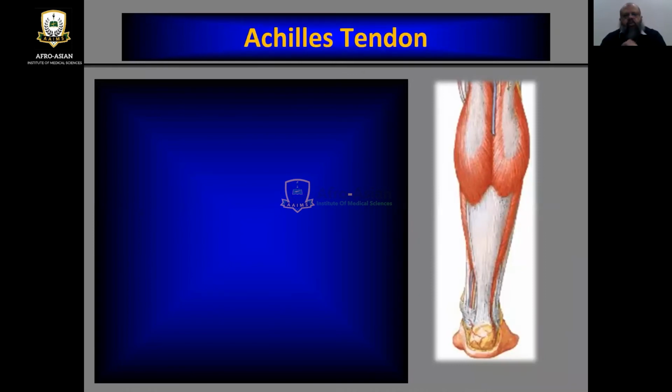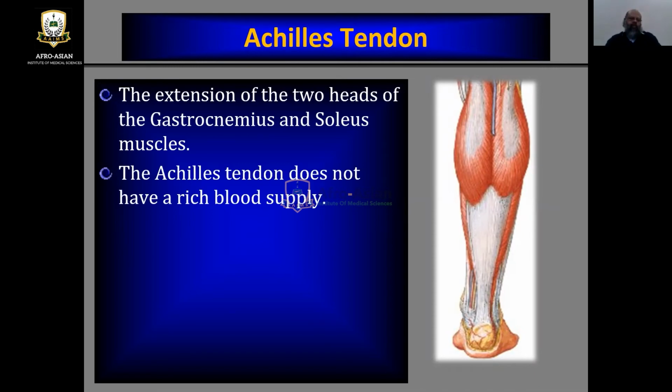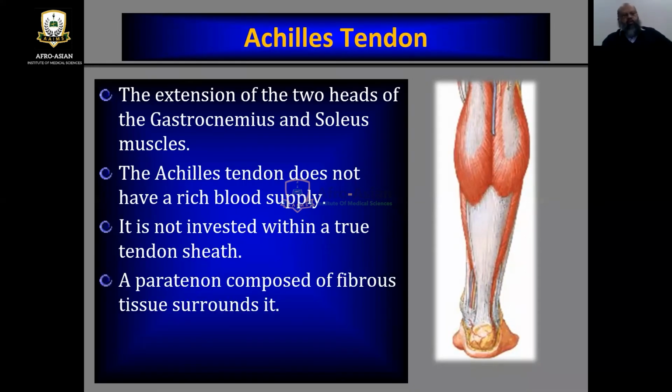A lot of gel is used, with a linear transducer of 7 to 10 megahertz frequency. The Achilles tendon is the extension of the 2 heads of the gastrocnemius and soleus muscles. Achilles tendon does not have a rich blood supply. It is not invested within a true tendon sheath. A paratendon composed of fibrous tissues surrounds it.